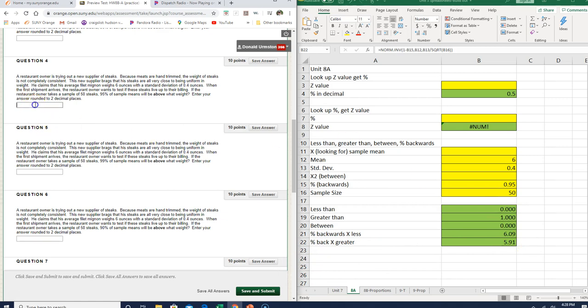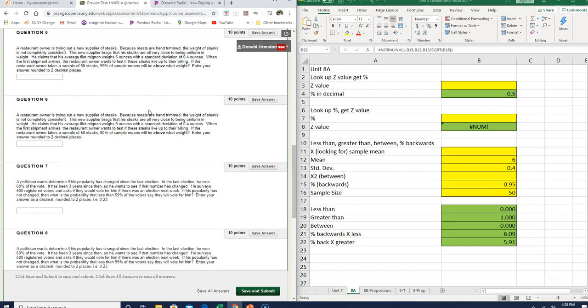5.91. It's right there. I don't even have to do anything. It's already done. 5.91. What does that mean? That means 95% of the sample means will be above 5.91 ounces. That's what it means. It's really that simple. I love these spreadsheets. They're great.